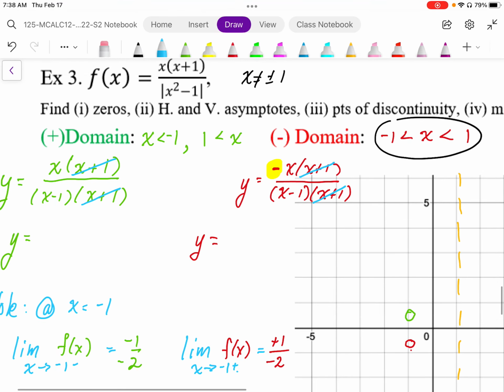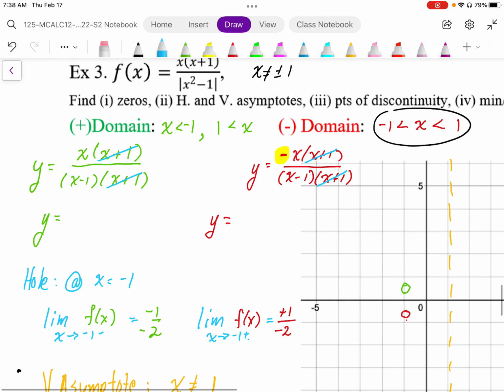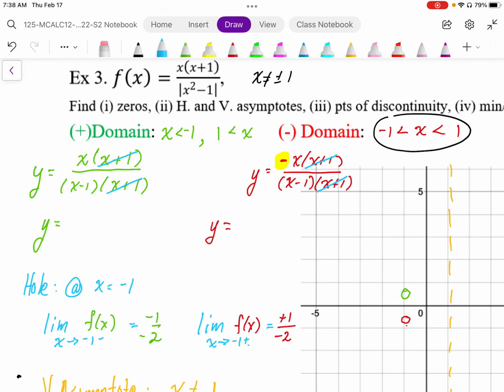So when I analyze the hole here, we're going to end up with two different limits, because I'm going to simplify this. When I cancel those out for that hole, I get x over x minus 1. So there's going to be a vertical asymptote at +1 here. And on this one, I'm going to get negative x over x minus 1. And again, there's going to be a vertical asymptote in there. So at +1, we're going to approach that vertical asymptote using those different functions as well.